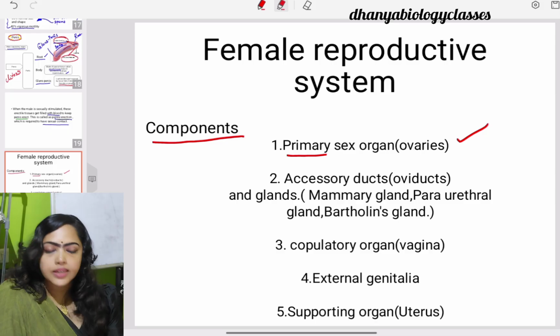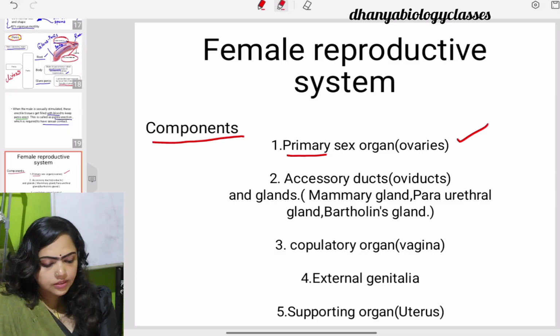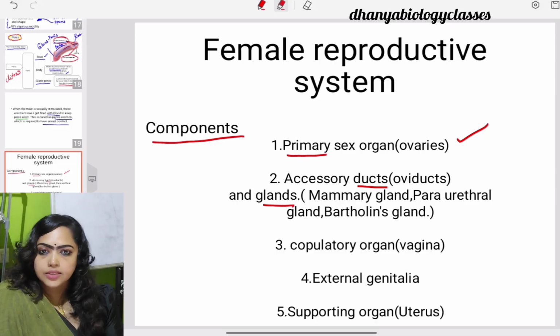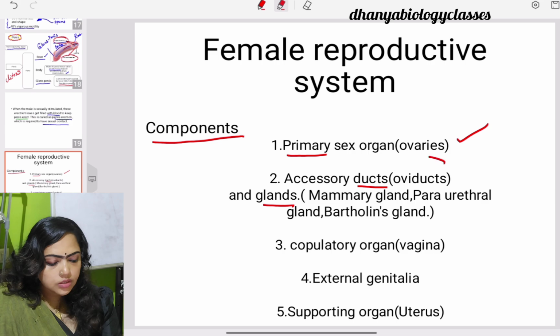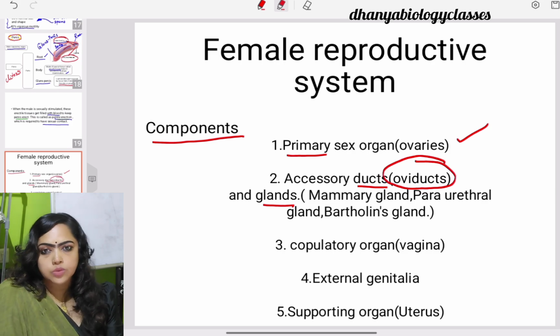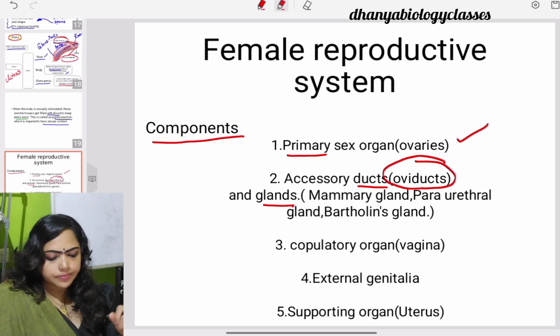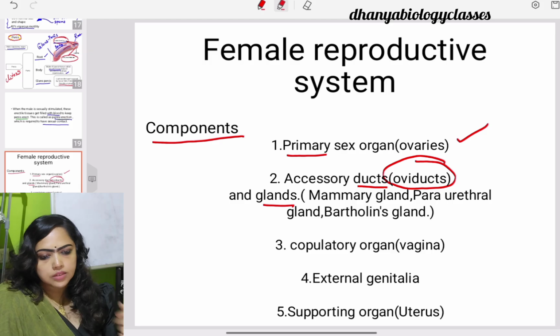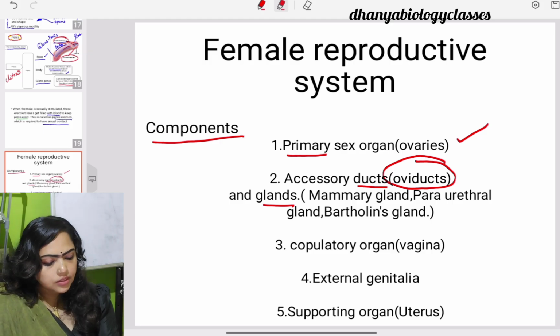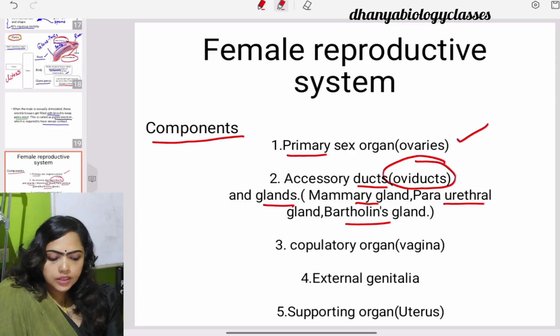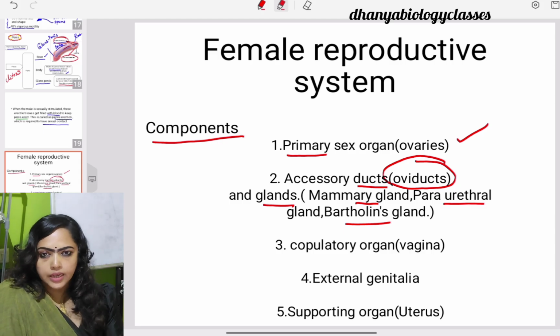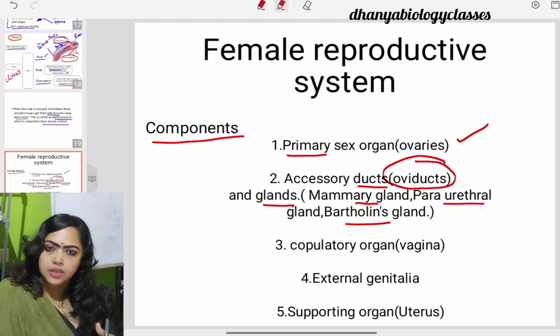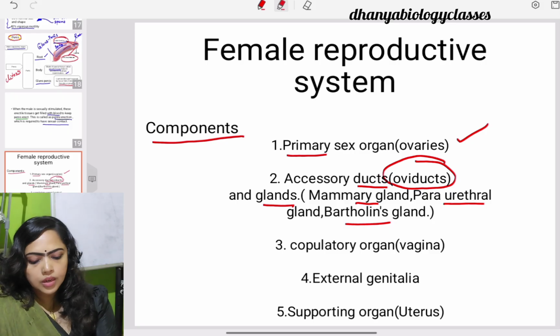Okay. And then accessory ducts and glands. Accessory ducts are the paired oviduct. What is its significance? This is the site where fertilization occurs. And then about the glands, three glands are there: mammary gland, then paraurethral gland and Bartholin's gland. These paraurethral gland and Bartholin's gland are not in our syllabus, but let's just see that.